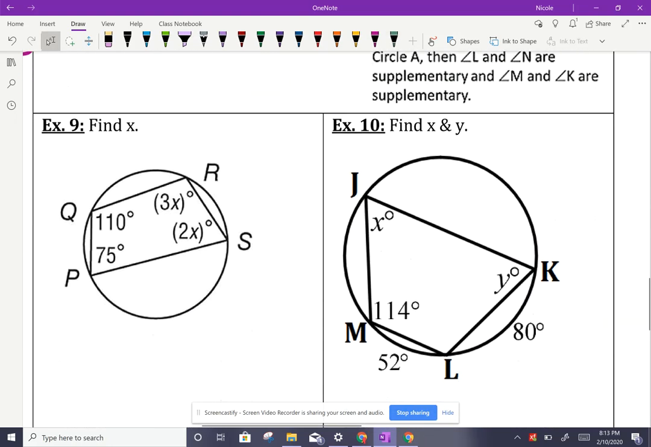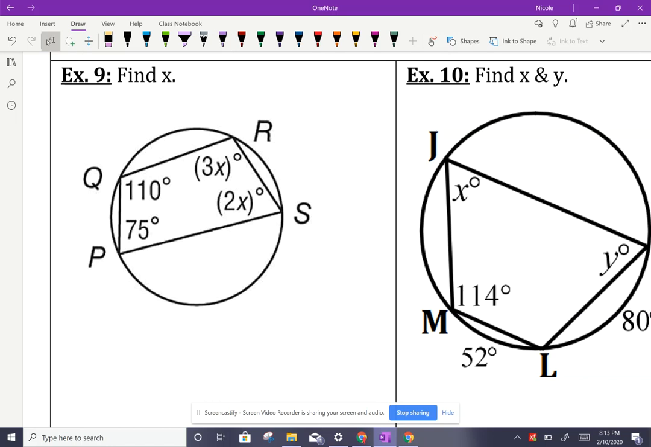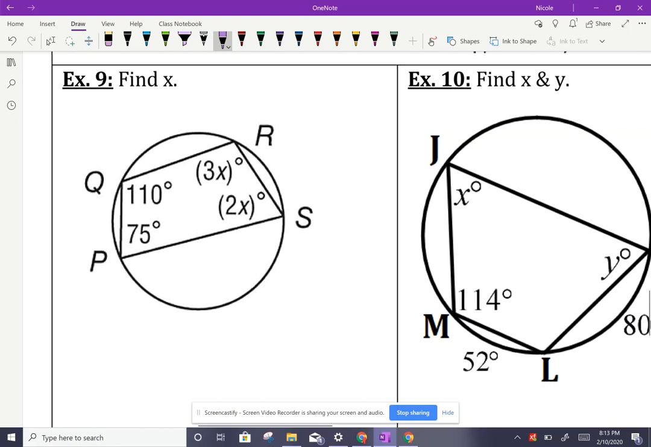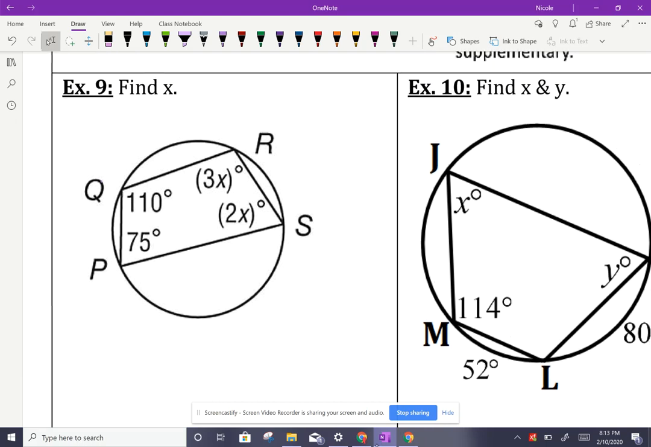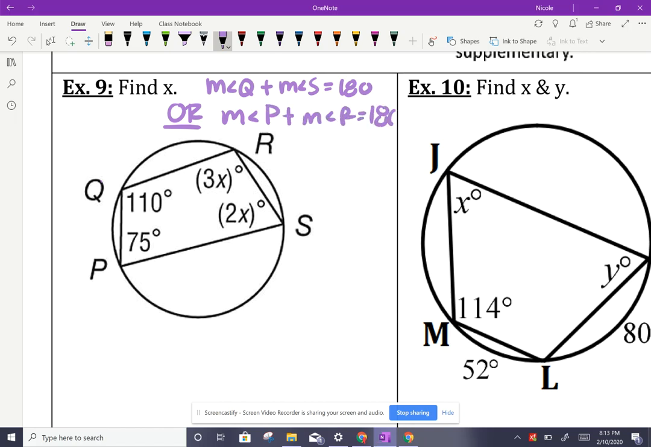So let's look at a few examples. If I'm solving for x, I can do this one of two ways. I can either do Q and S, or we can do R and P. Either way, the opposite ones are supplementary. So you can say the measure of angle Q plus the measure of angle S equals 180. Or you can say the measure of angle P plus the measure of angle R equals 180.